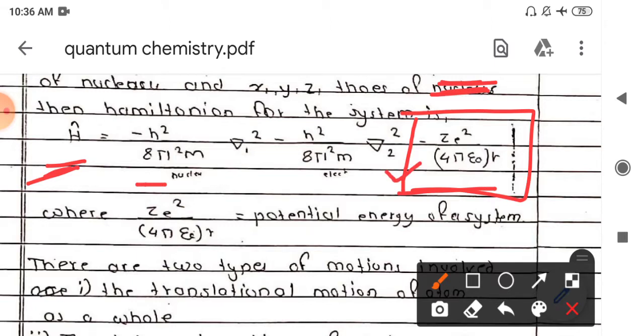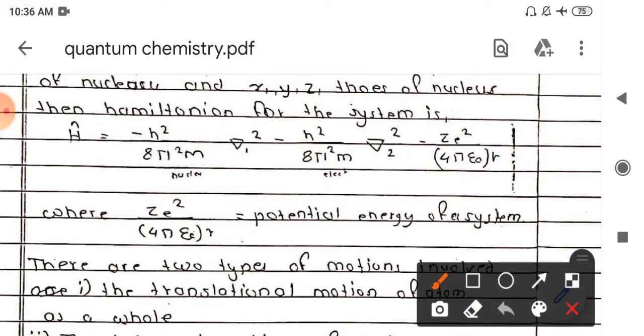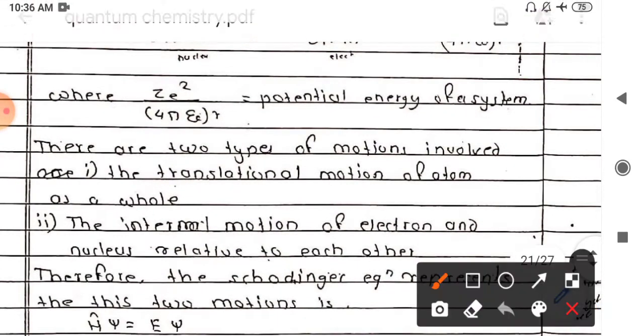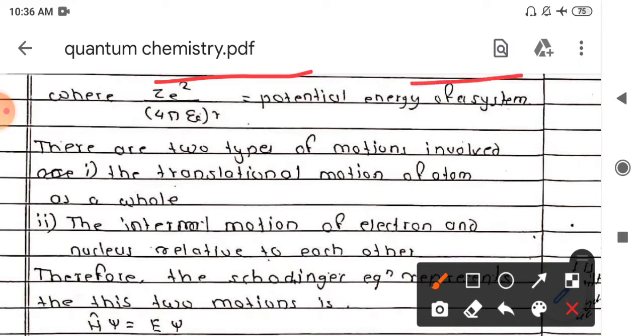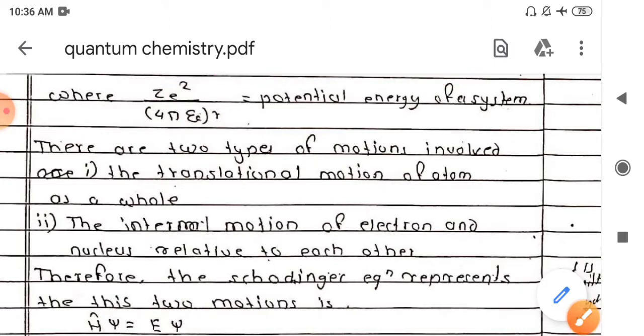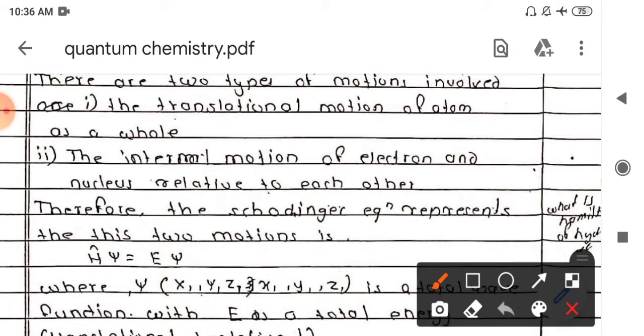For kinetic energy we have to use the Laplacian operator, that is grad. How can we calculate the kinetic energy? Kinetic energy is simply minus h square upon 8 pi square m into grad 1 square, where grad 1 square represents the nucleus and the other is for the electron. These first two terms are the kinetic energy and the last term is the potential energy for the nucleus and electron. For this system there are two types of motion involved. One is the translational motion and the other is the internal motion of the nucleus and electron, and this internal motion is nothing but the rotational motion.